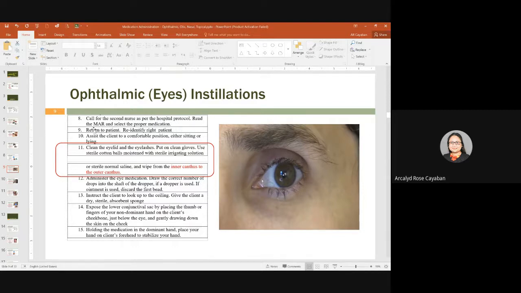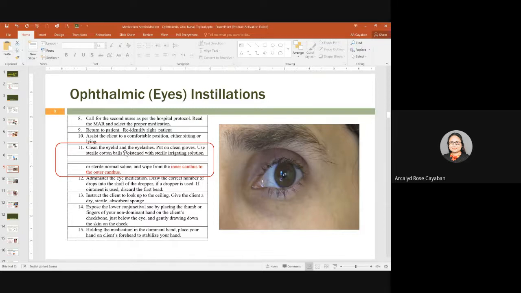Re-identify the patient, okay? Now, when you go to the patient and you have re-identified the patient, you have to ask the patient to a comfortable position. It's either sitting or lying position.